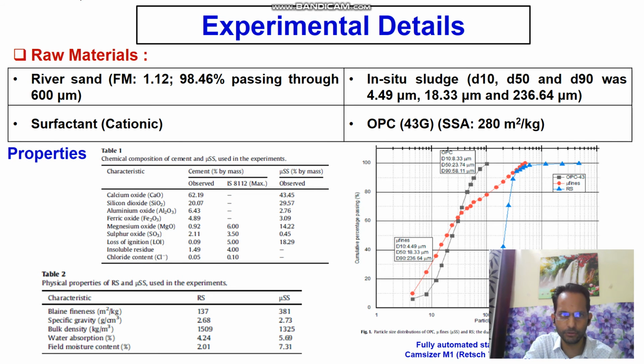Microfine sludge was used as replacement of river sand, and here you can see the D10, D50, D90 sizes given as per the particle size distribution graph, in which the D10, D50, D90 of OPC, microfines and river sand are also given. Apart from that, a cationic surfactant was used to generate preformed foam. Apart from that, OPC of 43 grade cement was used with a specific surface area of 280 meters square per kg. So you can see here the chemical composition and physical properties of all these raw materials.